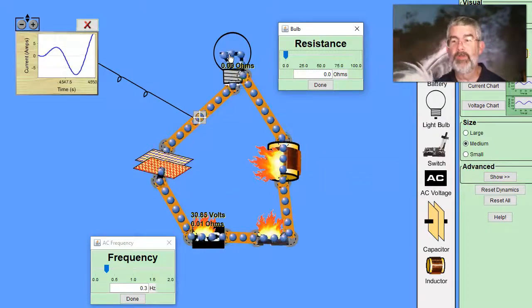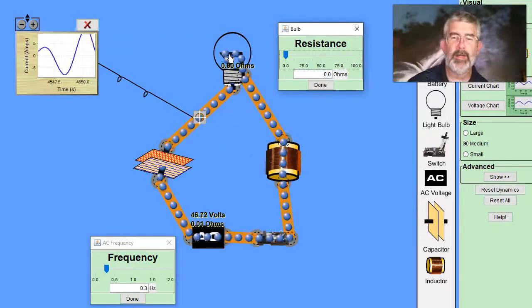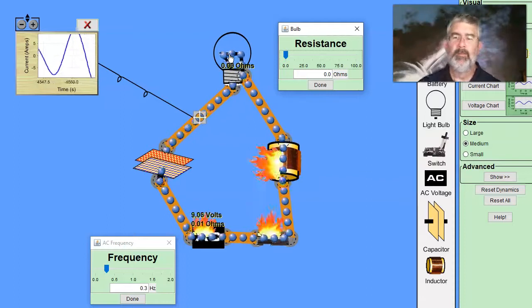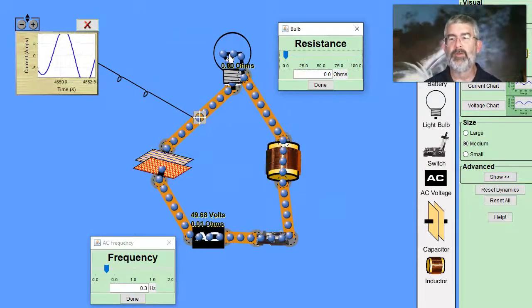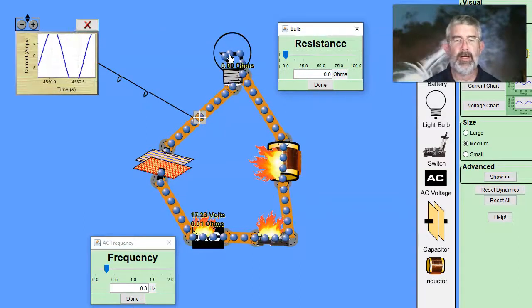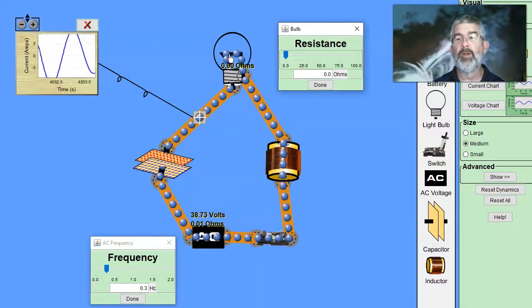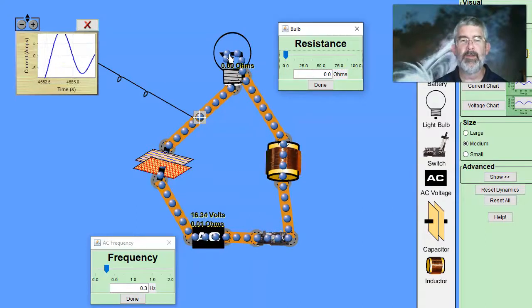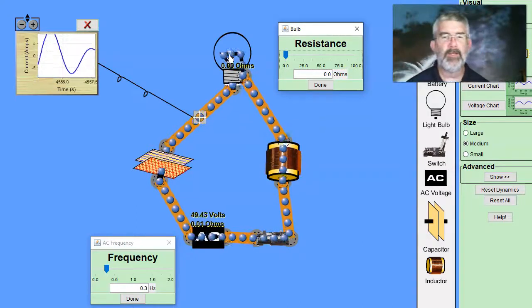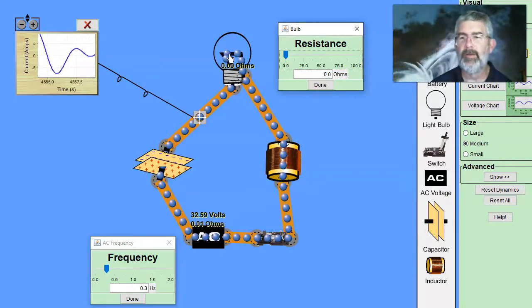The natural frequency of the inductor and the capacitor here is 0.2 cycles per second. I'm forcing it at 0.3 cycles per second. So they're close, but they're not quite the same, and so I get these beats. Lots of current down to no current.